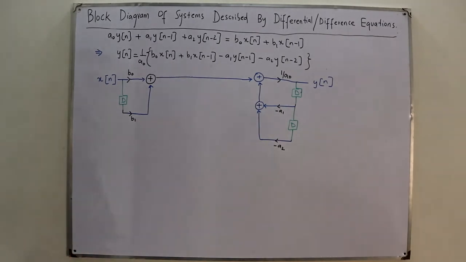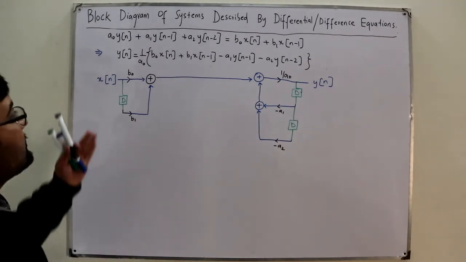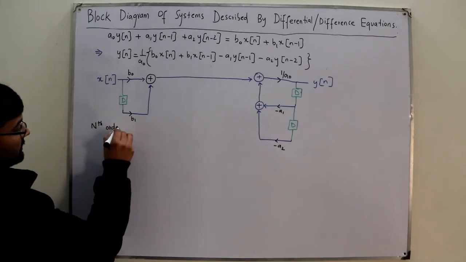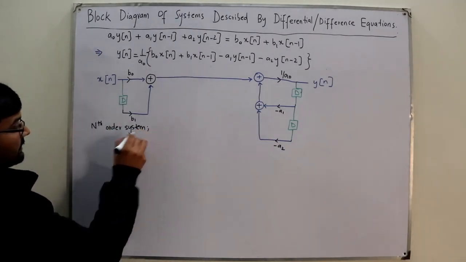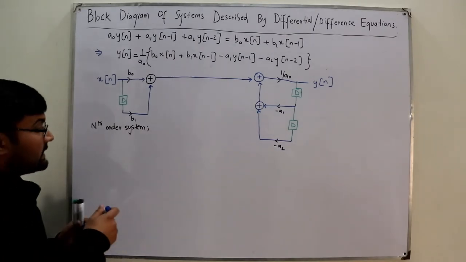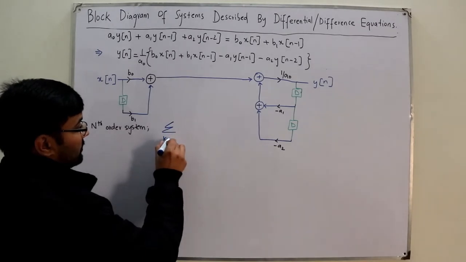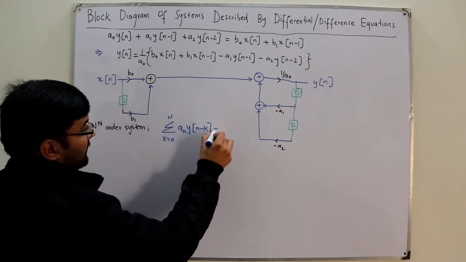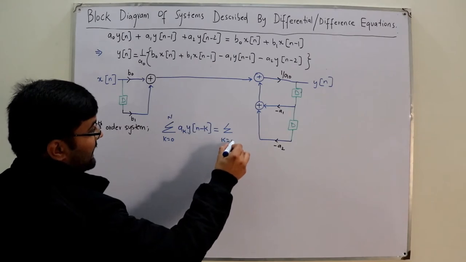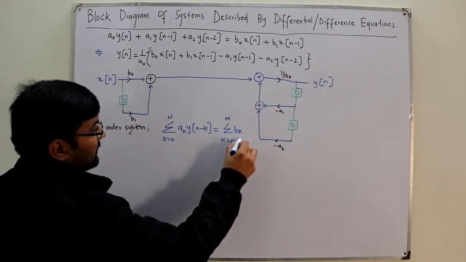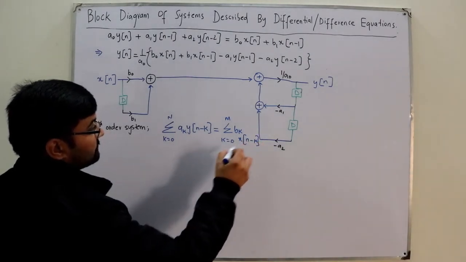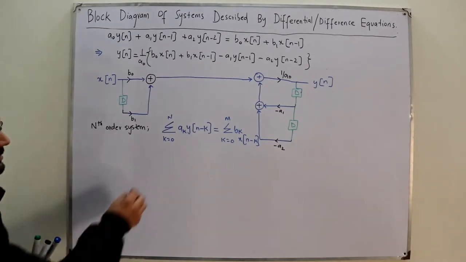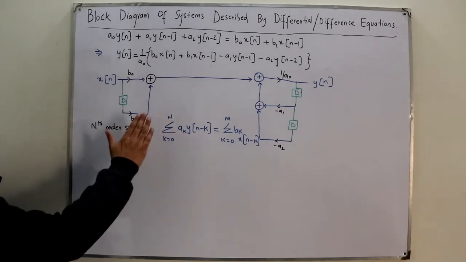So this is the block diagram of the system. Okay, now this was a general second order system. Now if we talk generally about an nth order system, how did we write it? We wrote it in this particular form: the sum with k running from 0 to n of a_k y[n minus k], and on the other side, k running from 0 to m of b_k x[n minus k]. Now if I need y[n] on one side, I told you how to do it: you take k equal to 0 first, and then k equal to 1 to n, you separate it.